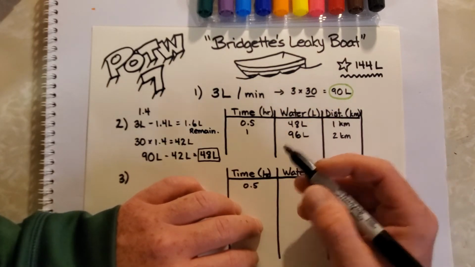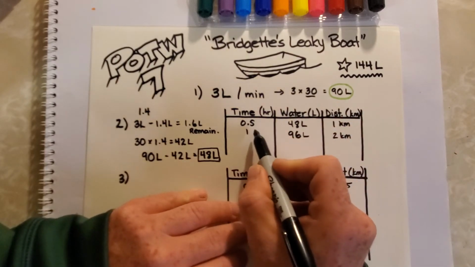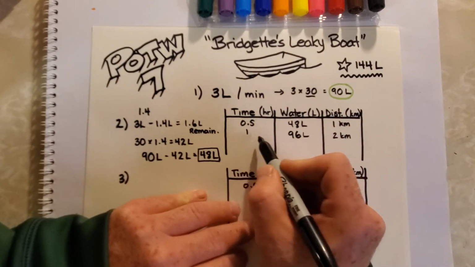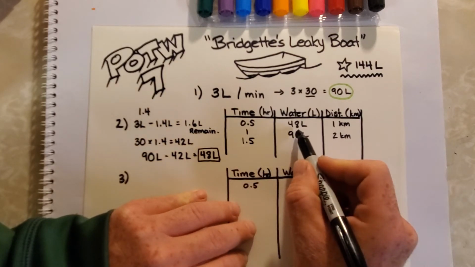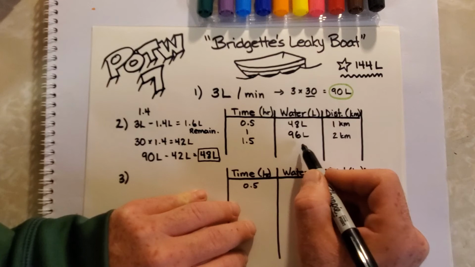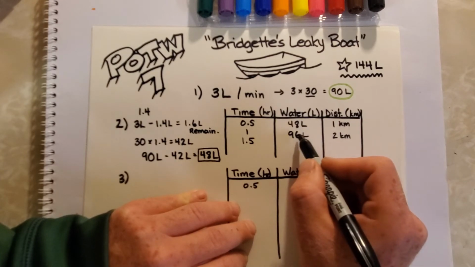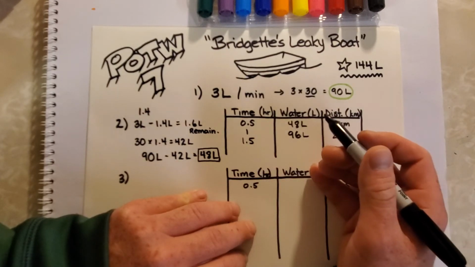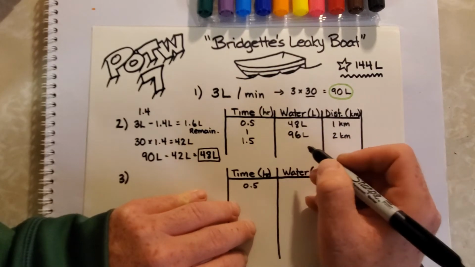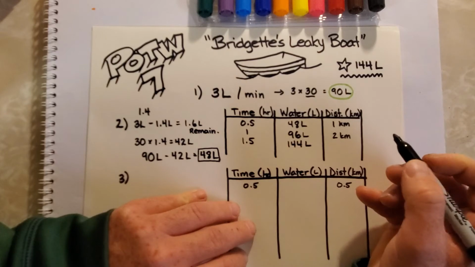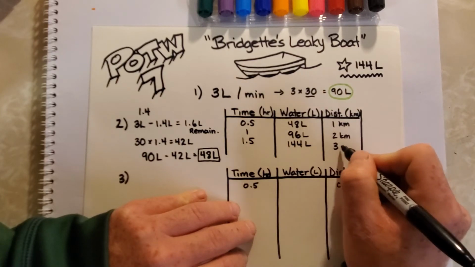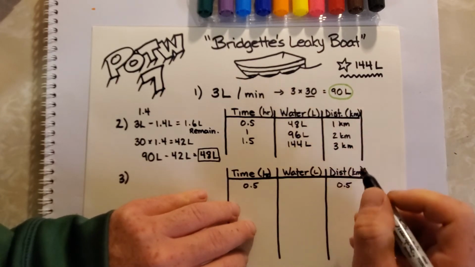All right, so then we go down to the next span of time, and we're moving in increments of a half an hour. So now we're going to go to 1.5, and we're just going to follow the pattern in the table. Every time we've moved so far, we started with 48, then we added another 48. And all I'm going to do now is add another 48, and you'll see that I arrive at 144 liters. And she's now traveled 3 kilometers.